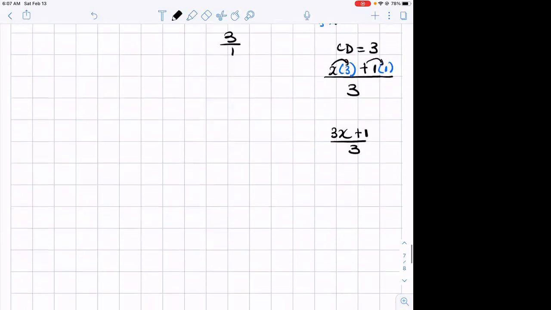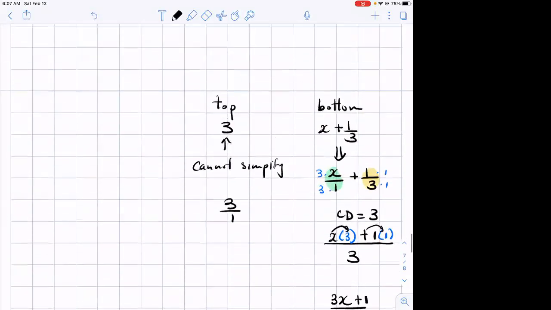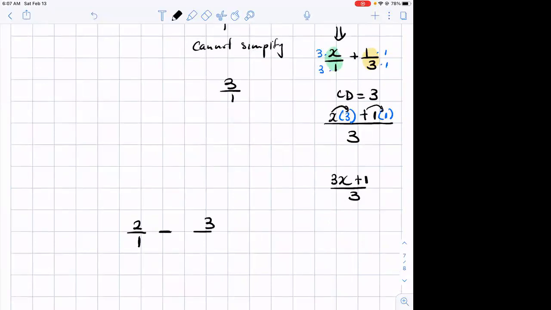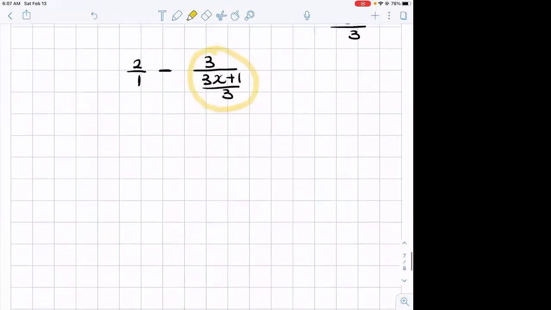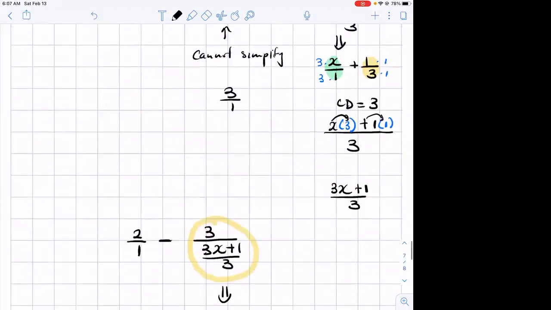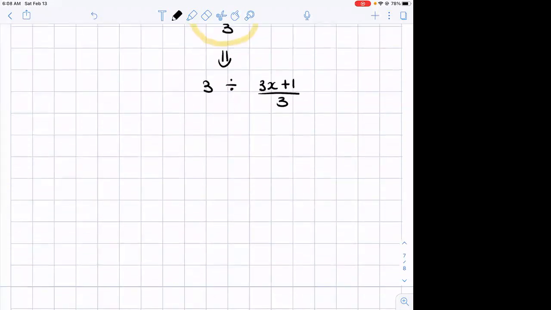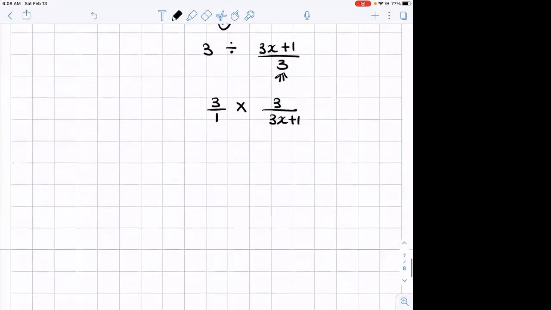So my problem can be rewritten as 2 over 1 minus 3 over 3x plus 1 over 3. Now keep in mind that I still can simplify this because that portion really means 3 divided by 3x plus 1 over 3. Now we said that 3 can be written as 3 over 1. So this is 3 over 1 times, and we flip this fraction, 3 over 3x plus 1. And there's no like terms in the top or the bottom, so now we multiply 3 times 3, that's 9. And 1 times that term is 3x plus 1.